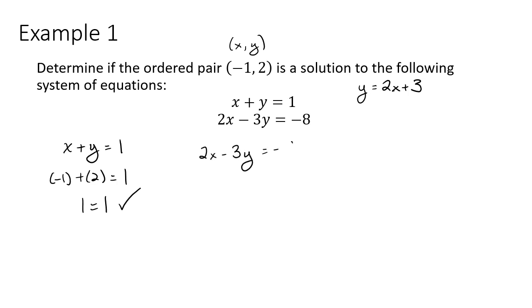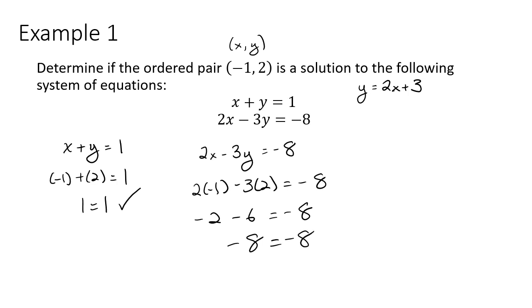We've got 2x minus 3y is equal to negative 8. I'm going to swap out the x with negative 1 and the y with 2, just like with function evaluation. And so this is going to give us negative 2 minus 6 is equal to negative 8. And since negative 2 minus 6 is negative 8, that is also a true statement. Negative 8 is in fact equal to negative 8. And so it worked in both. So the question is, is the ordered pair negative 1, 2 a solution? The answer is yes, it is a solution. It works in both.